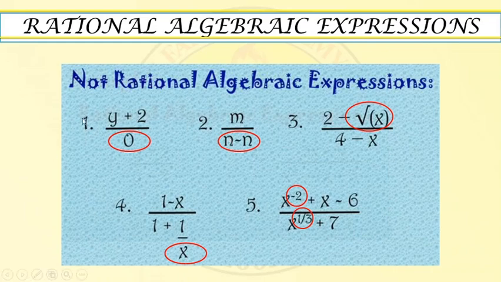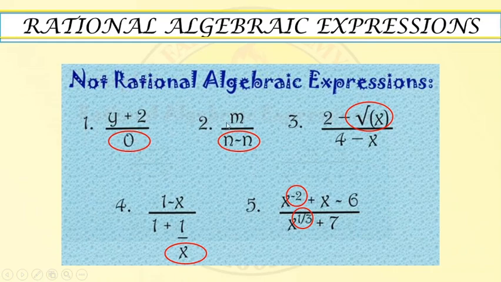Next, let's proceed to not rational algebraic expression or hindi siya rational algebraic expression. Okay? So, number 1, y plus 2 over 0. Okay, so hindi natin matatawag na isang rational algebraic expression kung 0 yung kanyang denominator. Bakit? Kasi magiging undefined yung ating domain.